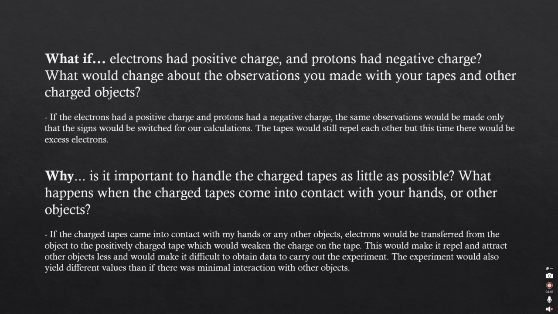And for the why question: why is it important to handle the charged tapes as little as possible? What happens when the charged tapes come into contact with your hands or other objects? If the charged tapes came into contact with my hands or any other objects, electrons would be transferred from the object to the positively charged tape, which would weaken the charge on the tape. This would make it repel and attract other objects less and would make it difficult to obtain data to carry out the experiment. The experiment would also yield different values than if there were minimal interaction with other objects.